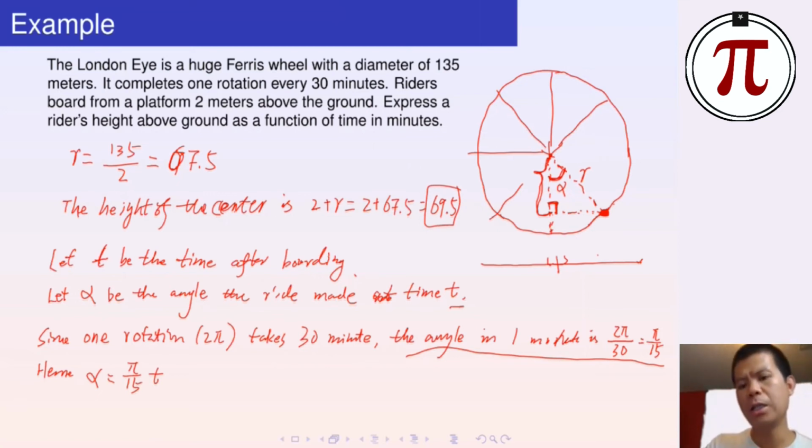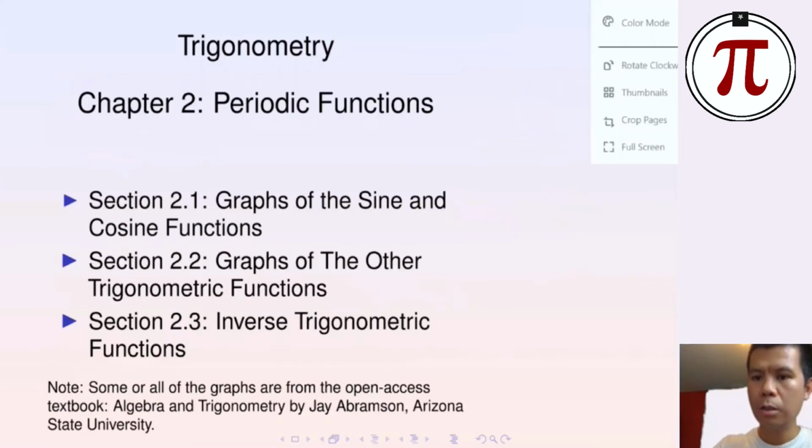Okay. So the height is basically what? It's basically the center, at the center minus, right? The center is 2 plus r. The center minus this length is going to be the height. Yes? All right.